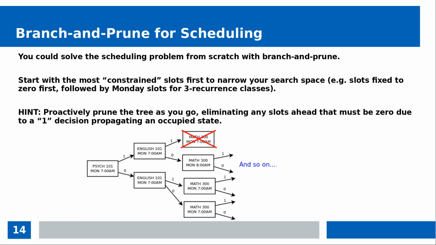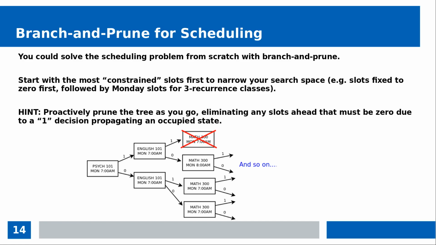So going back to the scheduling example, you could solve the scheduling problem from scratch with this very technique. Start with the most constrained slots first to narrow your search space. The heuristic I like to use are slots fixed to 0 first. Just get those out of the way because you know they're 0. And then followed by the Monday slots for 3 recurrence classes, because there's only 5 days in the week to schedule against. And 3 recurrence classes have to be Monday, Wednesday, Friday.